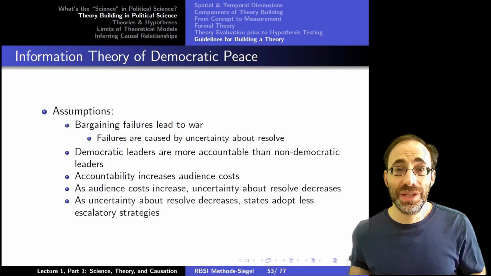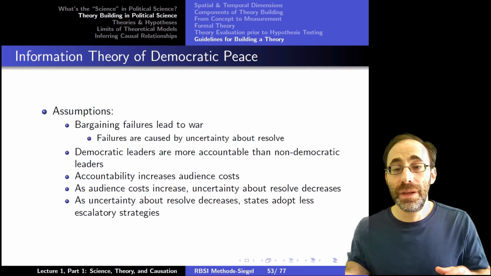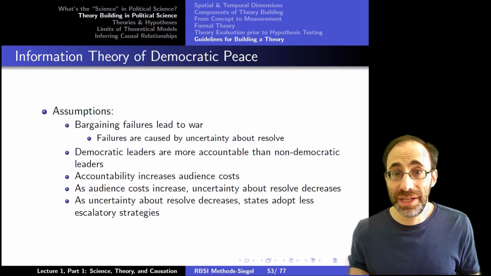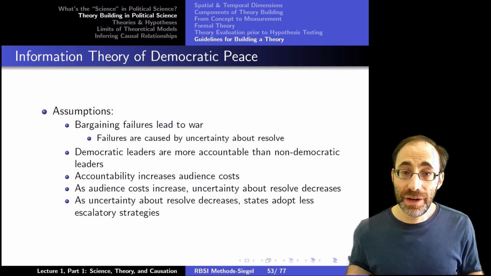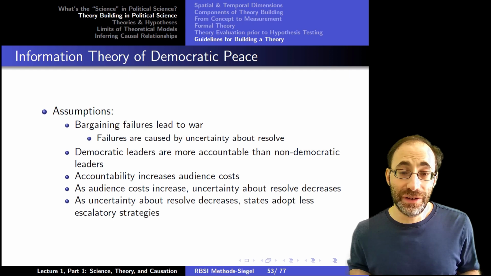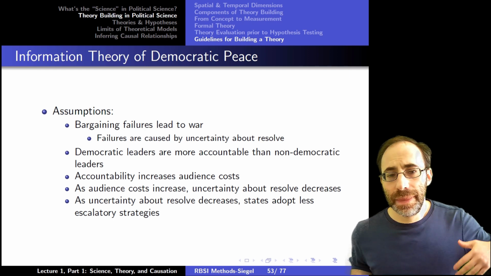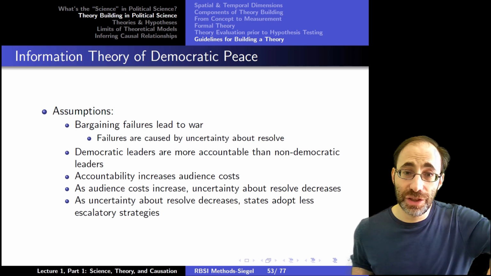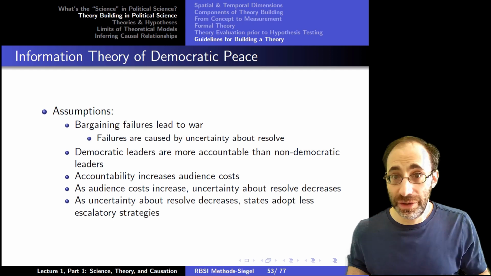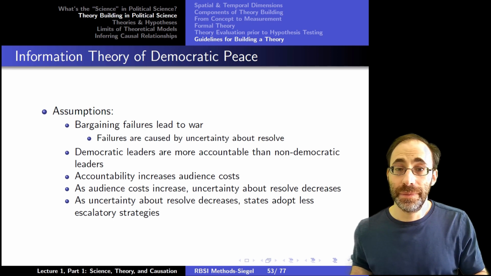Okay, so I'll conclude the section with a single example. This example of what's called the democratic peace, which is the empirical regularity that democracies tend to fight less often. This is a particular theory of that. This is not the only theory of that. This is just one possible theory.